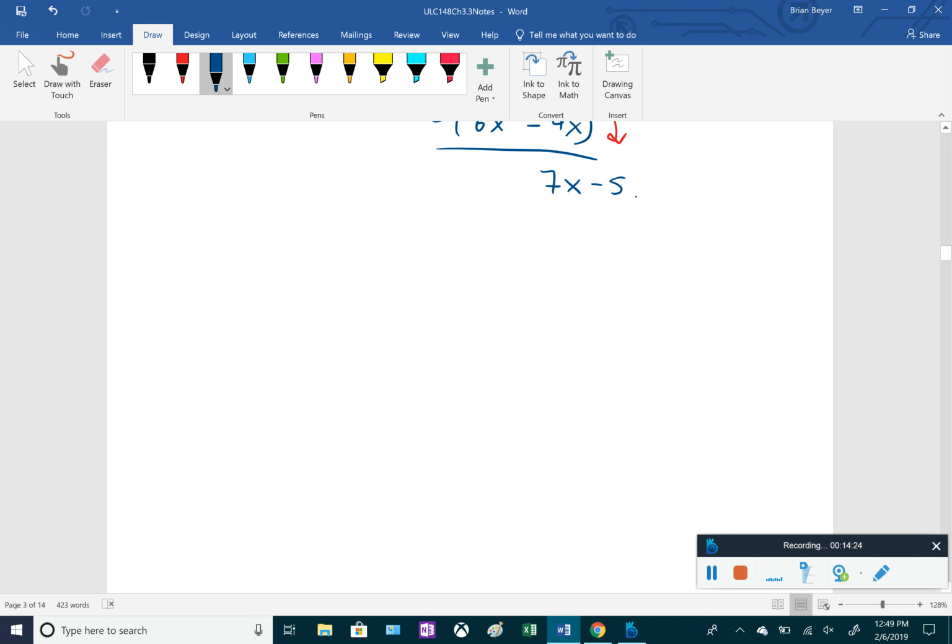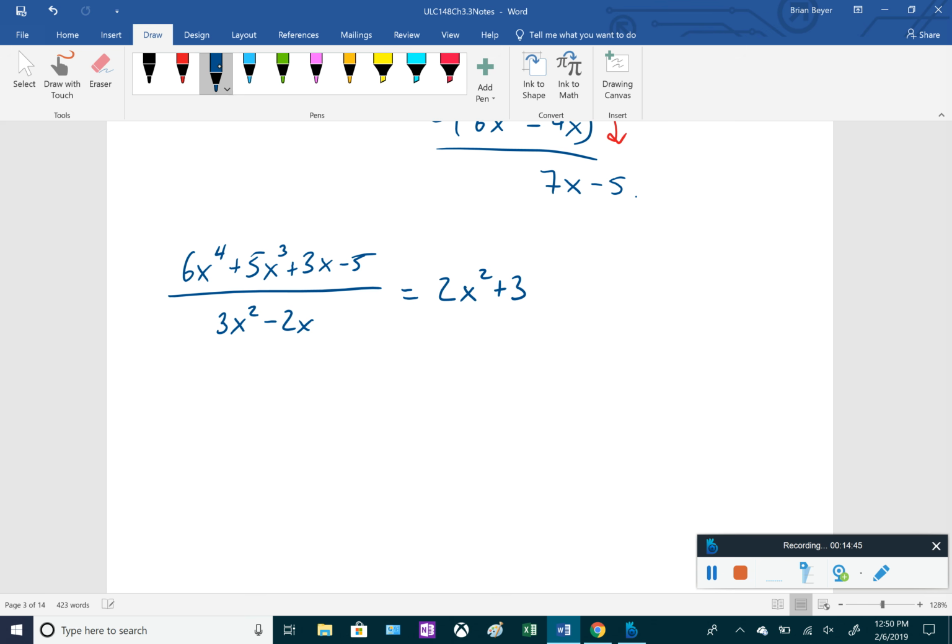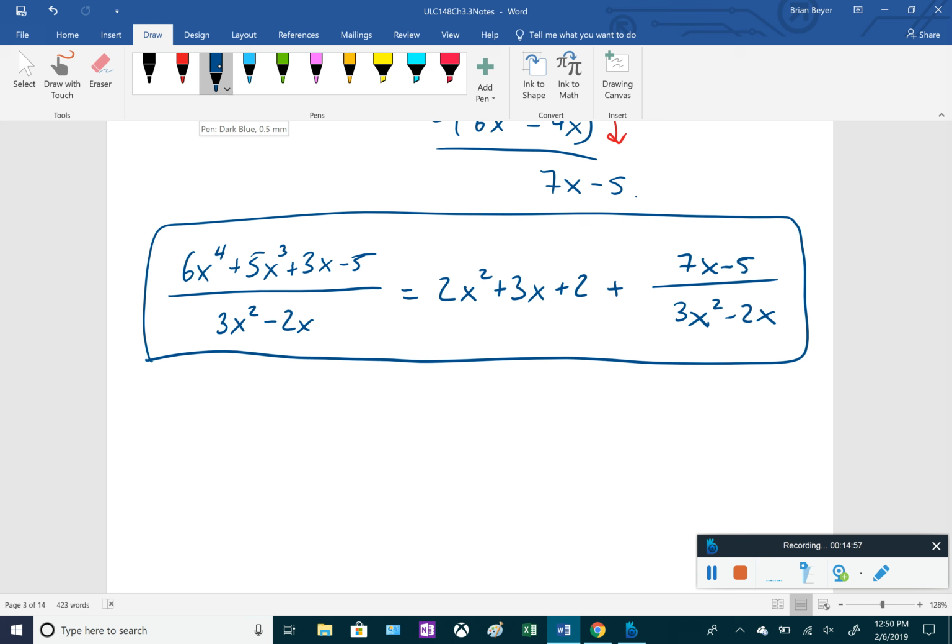So I'm going to write this using the division algorithm again. It's going to be 6x to the 4th plus 5x cubed plus 3x minus 5, divided by 3x squared minus 2x, equals the quotient plus the remainder over the original divisor. So that is our result right here.